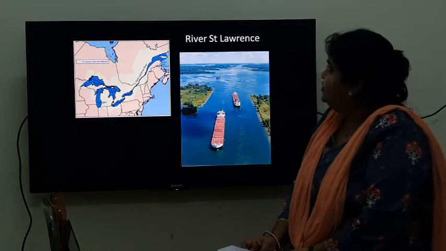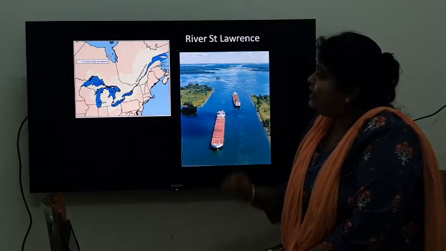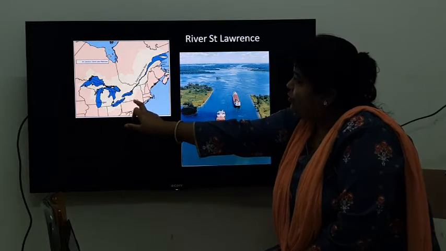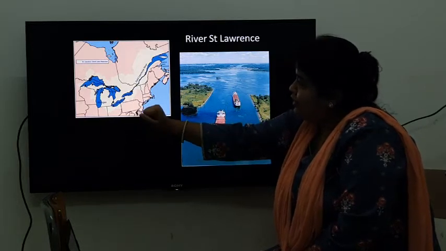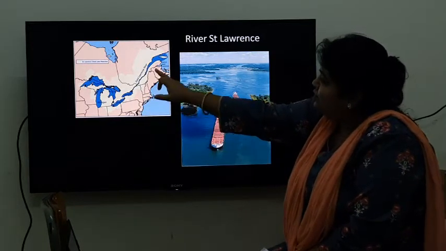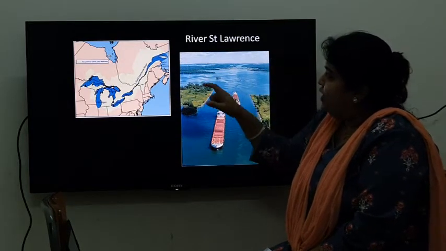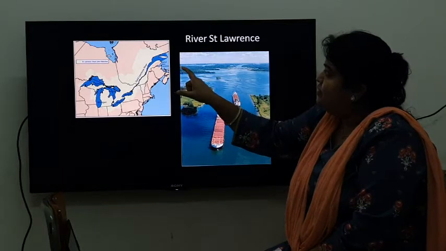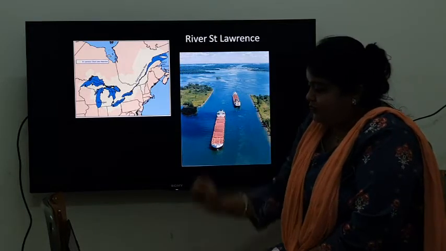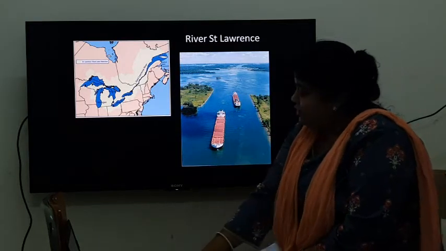The next important river is River St. Lawrence. St. Lawrence has the source in Lake Ontario, and it continues further towards the eastern direction and meets the Atlantic Ocean, and it forms the St. Lawrence Gulf. So this is the image of River St. Lawrence.